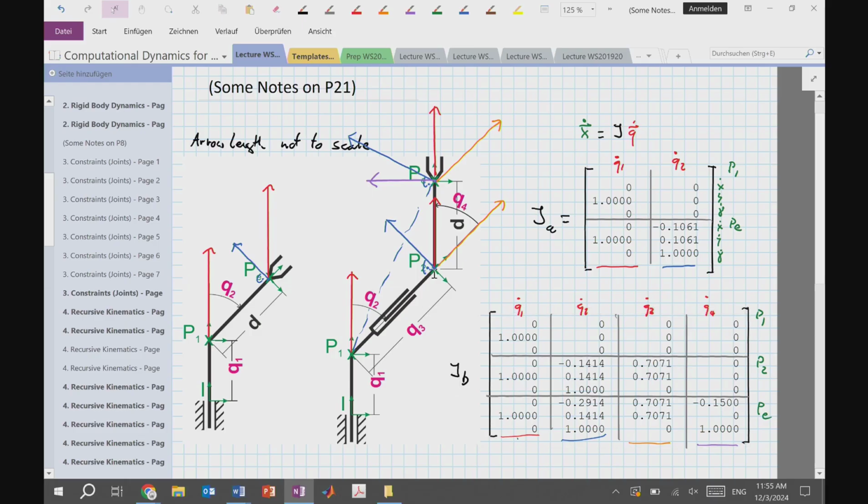So maybe that's easier. Forget the rest of the robot, just look at this point P2, or the segment described by this point P2. Can I get that into a singularity? What do you think?